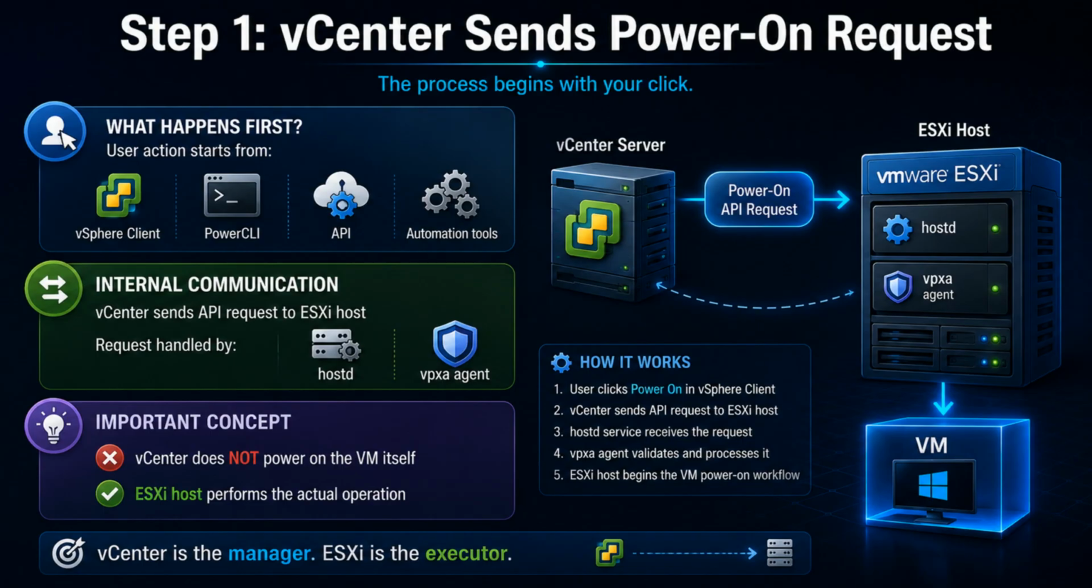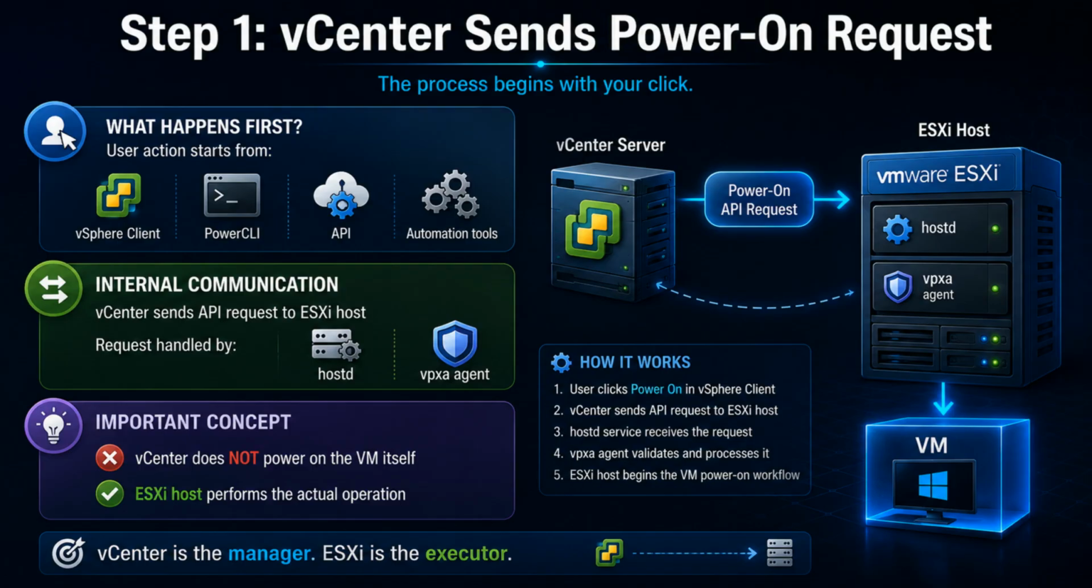vCenter looks powerful, but it doesn't actually power on the VM itself. The process starts when a user clicks Power On from vSphere Client, PowerCLI, API calls, or automation tools. vCenter then sends an API request to the target ESXi host. Inside the host, services like hostd and the vpxa agent receive and process the request. This is important to understand. vCenter is mainly the management layer. The actual execution happens inside ESXi.